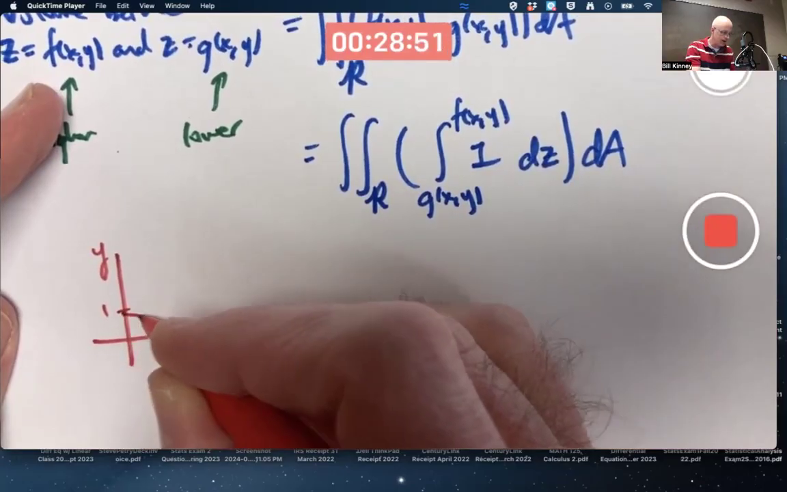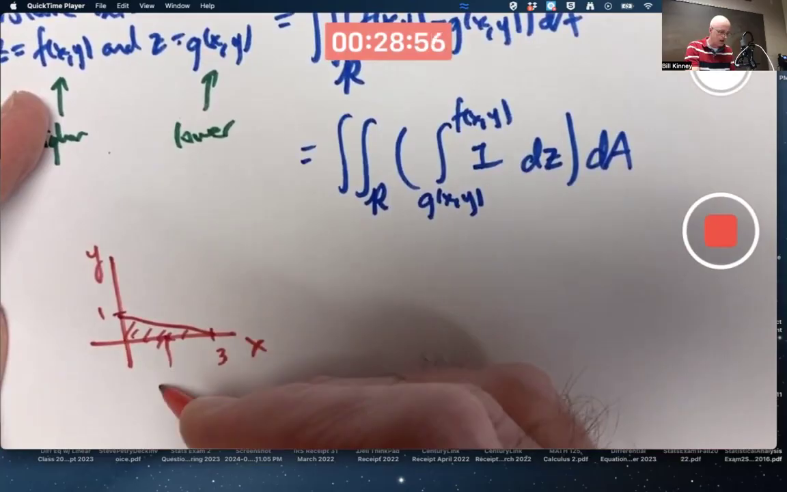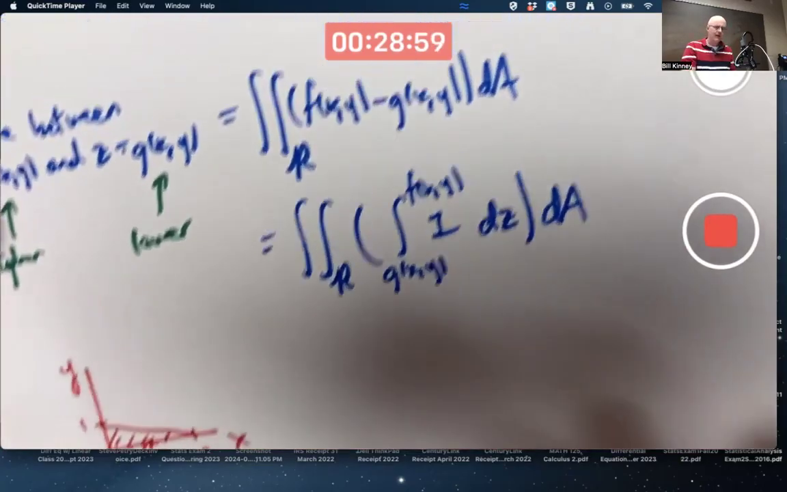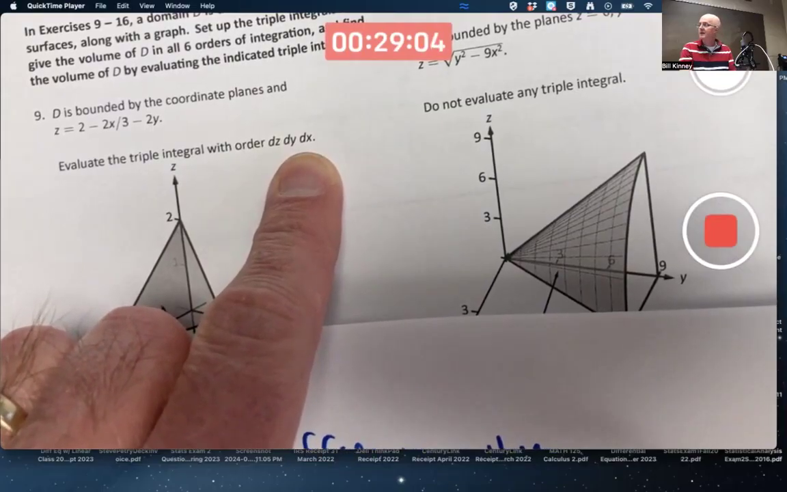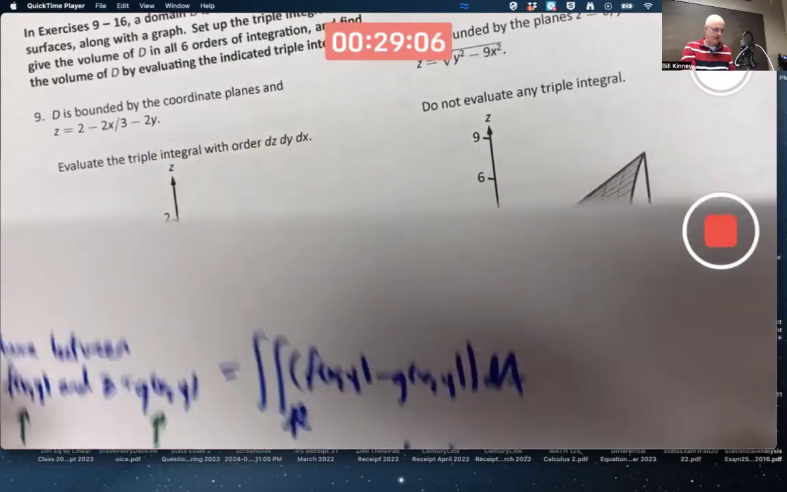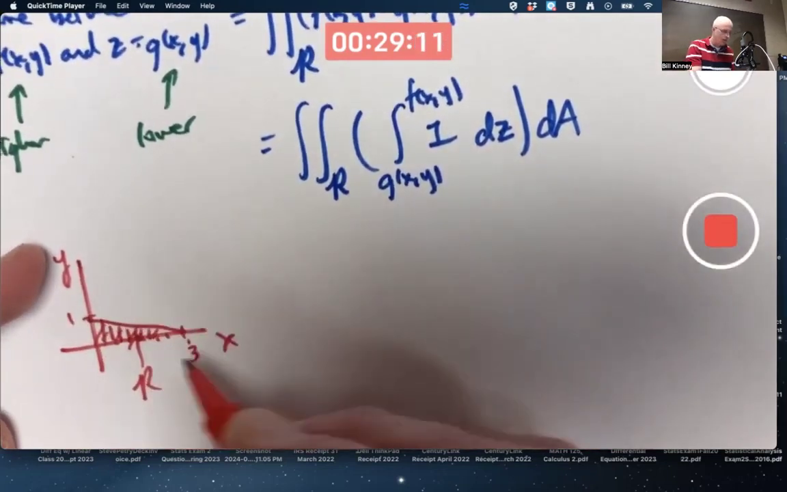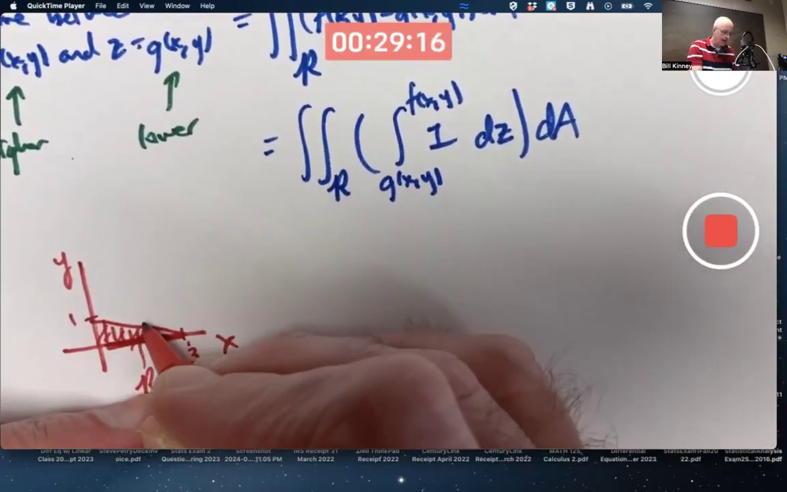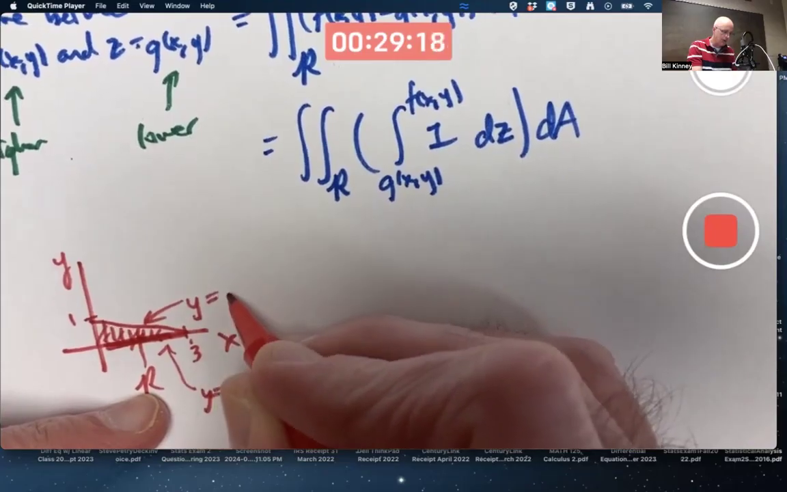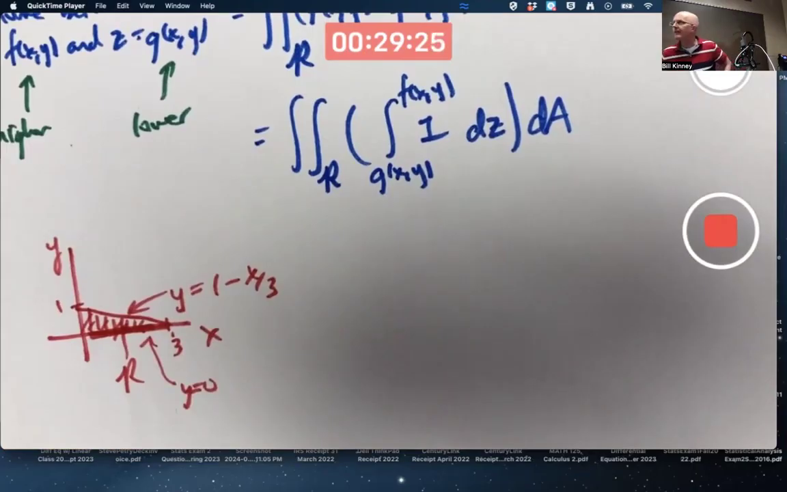It would be this line right here. And this triangle would be the region R. The directions say dy dx is the outer double integral. That means think of it as vertically simple. Think of it as between the graphs of two functions of x. One of them is y equals 0. And the other one would be y equals, what would it be? 1 minus x over 3. Right? Y-intercept of 1, slope of negative 1/3.